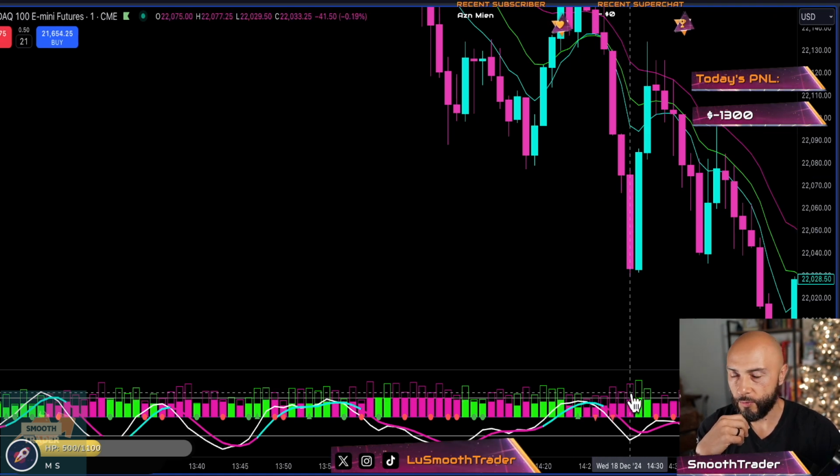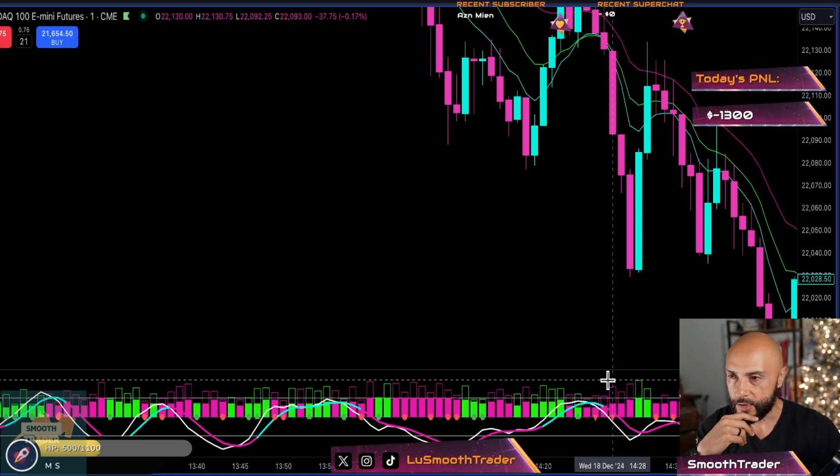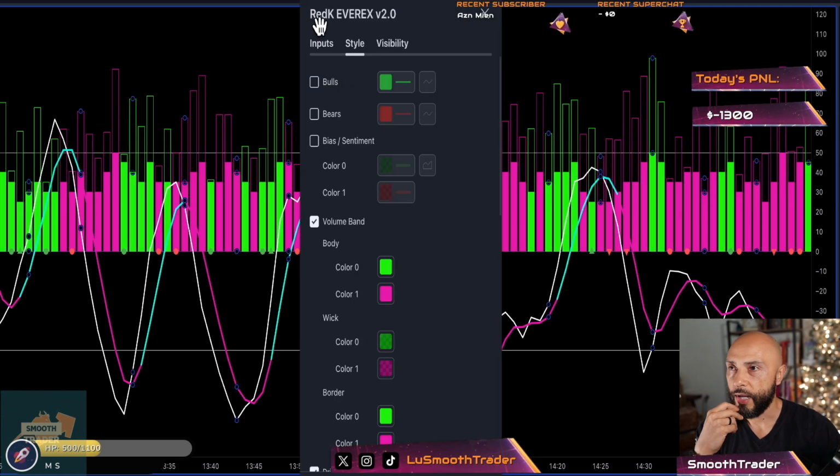Now, you may want to ask yourself, okay, what indicator is this and how do I get it? Very easy. This indicator is called RedK EVEREX version 2.0. It is available on TradingView. I am not sure if it's available on any other platforms besides TradingView. I love using this. It has been a game changer for me. If you guys want to utilize this, it's completely free. What I do recommend is that when you go into the settings, you copy my settings, because I've played around with a lot of them and this works really well.